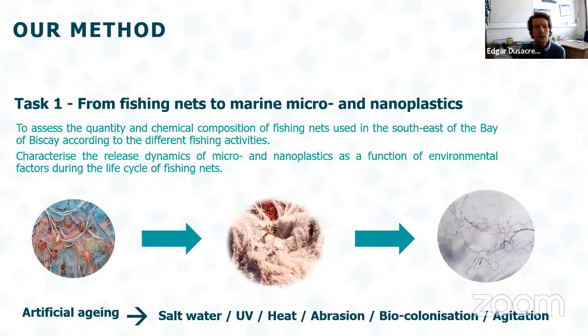So, our method. Task 1 is to assess the quantity and chemical composition of fishing nets used in the southeast of the Bay of Biscay according to the different fishing activities, and to characterize the release dynamics of micro and nanoplastics as a function of environmental factors during the life cycle of fishing nets. So we will use artificial aging and also natural aging. For the artificial aging, we will use different factors: saltwater, UV radiation, heat, abrasion, biocolonization, and agitation.